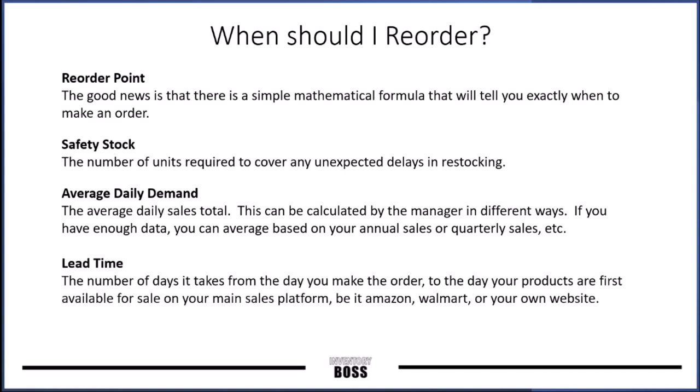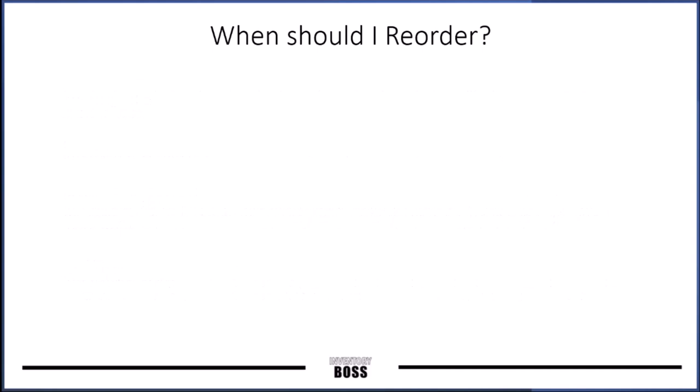And then you have your lead time. Your lead time is a kind of a calculation within the formula, and we're going to discuss that next. But basically, it's the number of days it takes from the day you make your order to the day your products are first available for sale on your main sales platform, be it Amazon, Walmart, or your own website. So let's calculate our lead time.